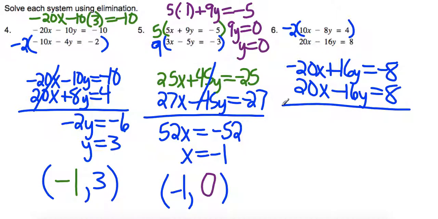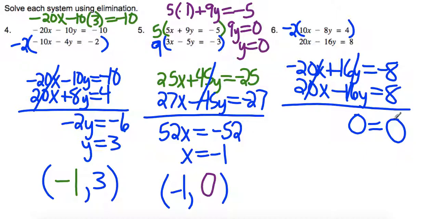Okay, negative 20x and 20x, that cancels. Negative 16y and 16y, that cancels. So I don't have anything on this side. And negative 8 and 8 also cancels. So I get 0 equals 0. This is another one of those strange ones. Everything canceled out and I got kind of a weird statement at the end. But unlike number 3, where we got an untrue statement, this one's true. 0 does equal 0.